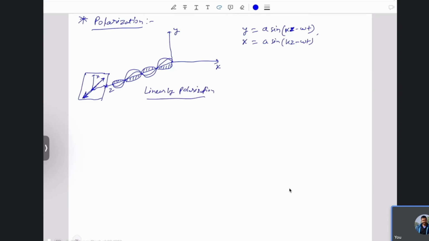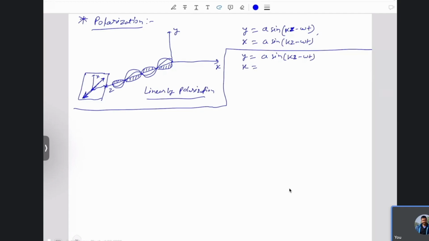Similarly we can have circular polarization and elliptical polarization. For that, we just have to introduce some phase difference between the two waves. So now if we have something like y is equal to, let's keep it the same, and in x let's introduce some phase difference. We'll introduce here a phase difference of pi by 2. Okay, so it's advanced by pi by 2.